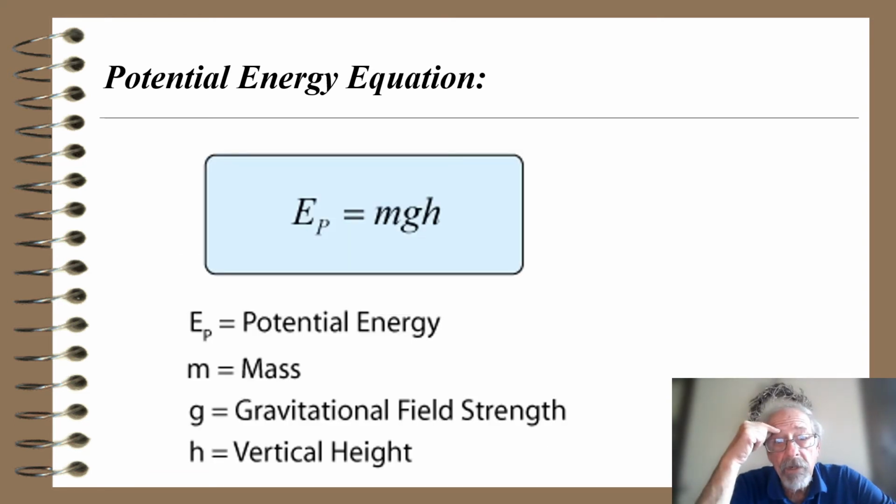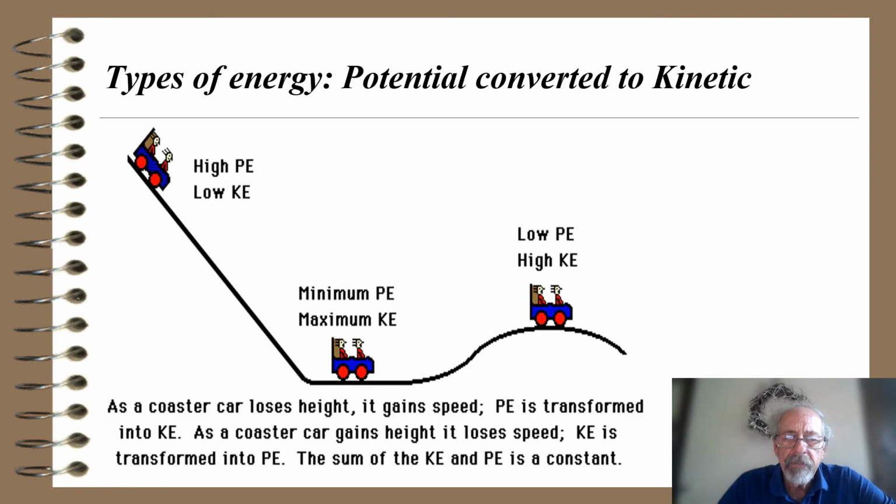So the potential energy equation is E sub P equals mgh, where potential energy is E sub P, m is mass, g is gravitational field strength, and h is vertical height. So it all depends on the value of gravity.